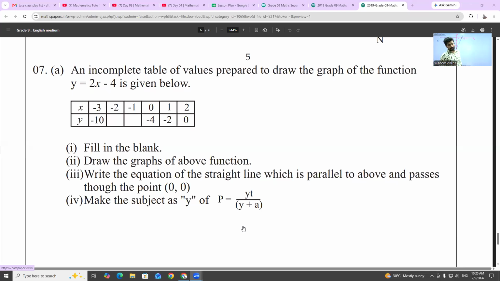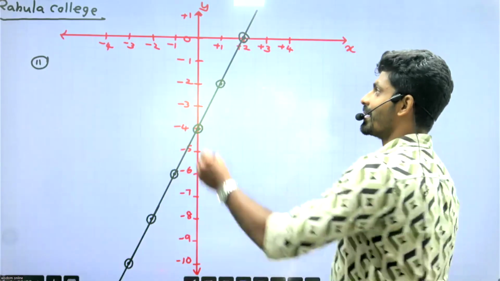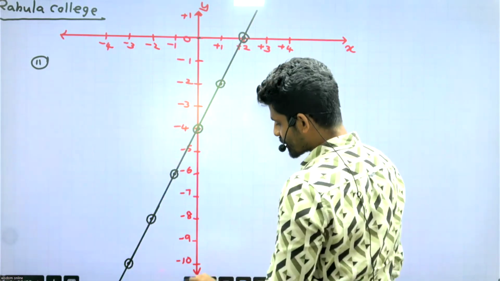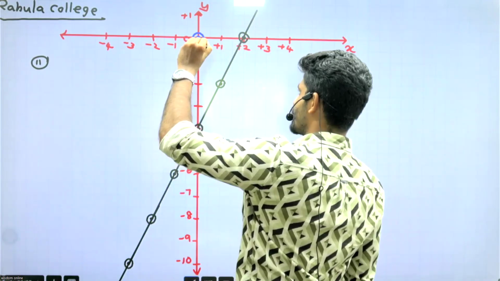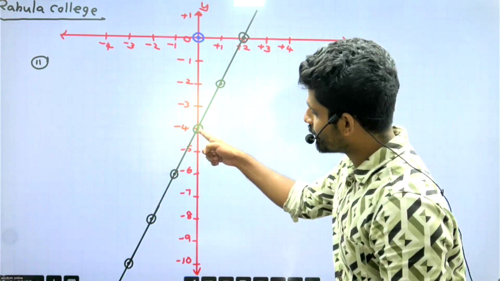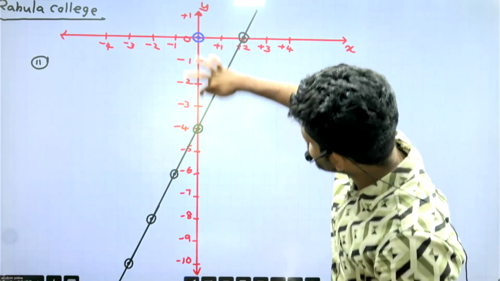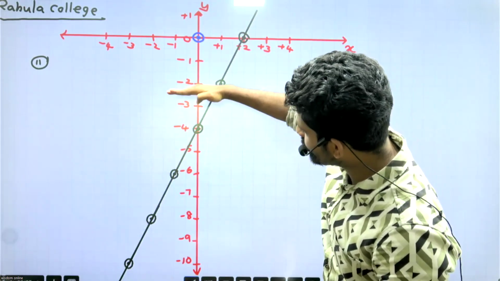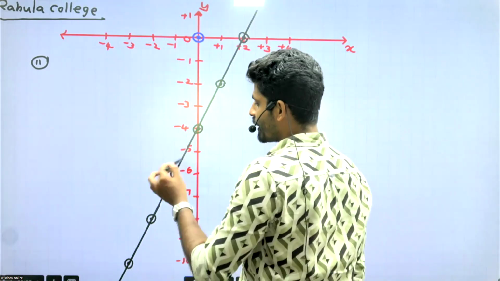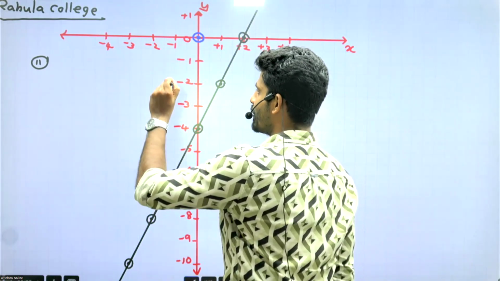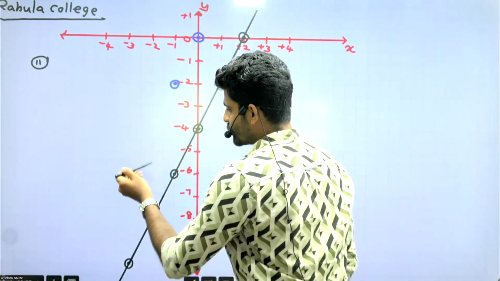Write the equation of the straight line which is parallel to above and passes through 0, 0. Passes through 0, 0 means just consider minus 4 changing to 0. How many points? You need to take 4 points up, 1, 2, 3, 4.